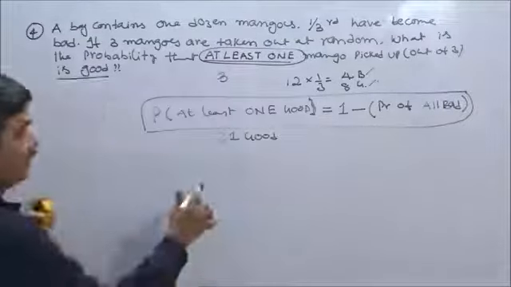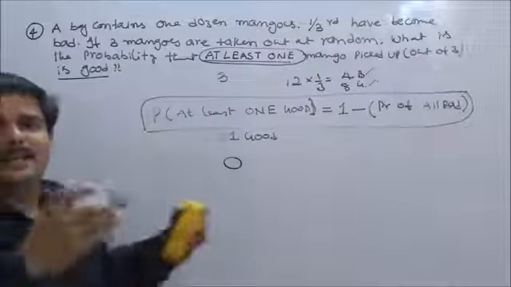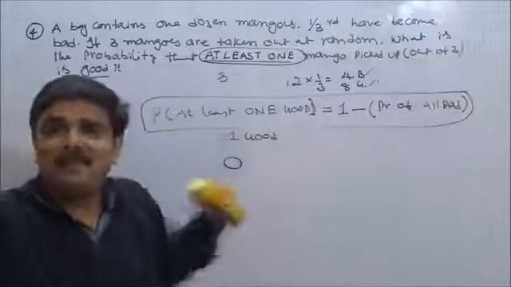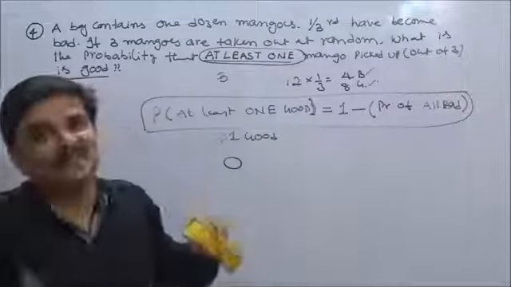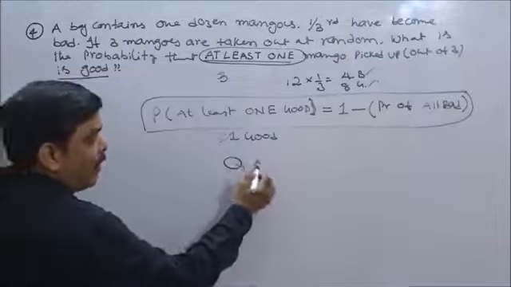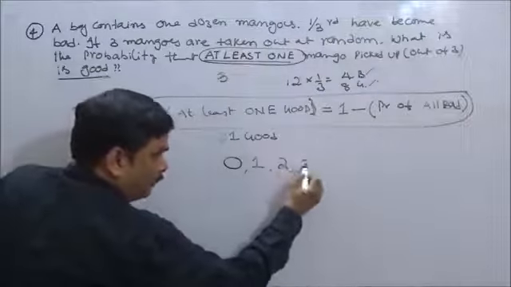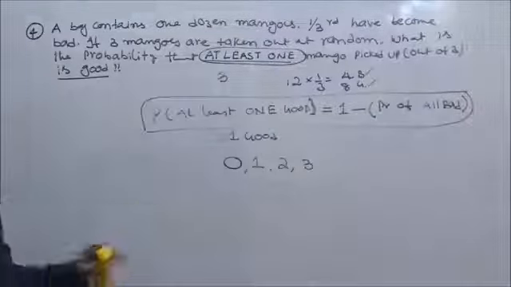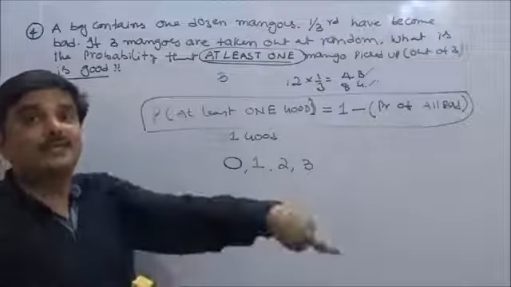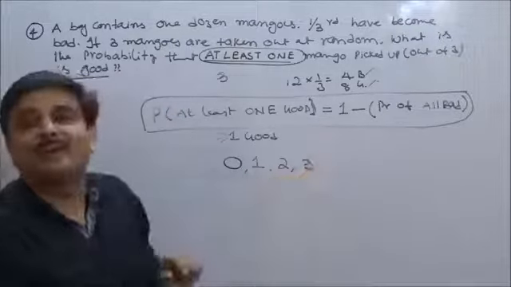That can be in this way: 0 good. 0 good means if you pick up 3, all can be bad. I'm taking all the possibilities as far as 3 are concerned. 0 can be good, or 1 can be good, or 2 can be good, or 3 can be good. Yes or no? Because I am picking up 3. As far as good is concerned, 0 can be good, or 1, or 2, or 3 can be good.